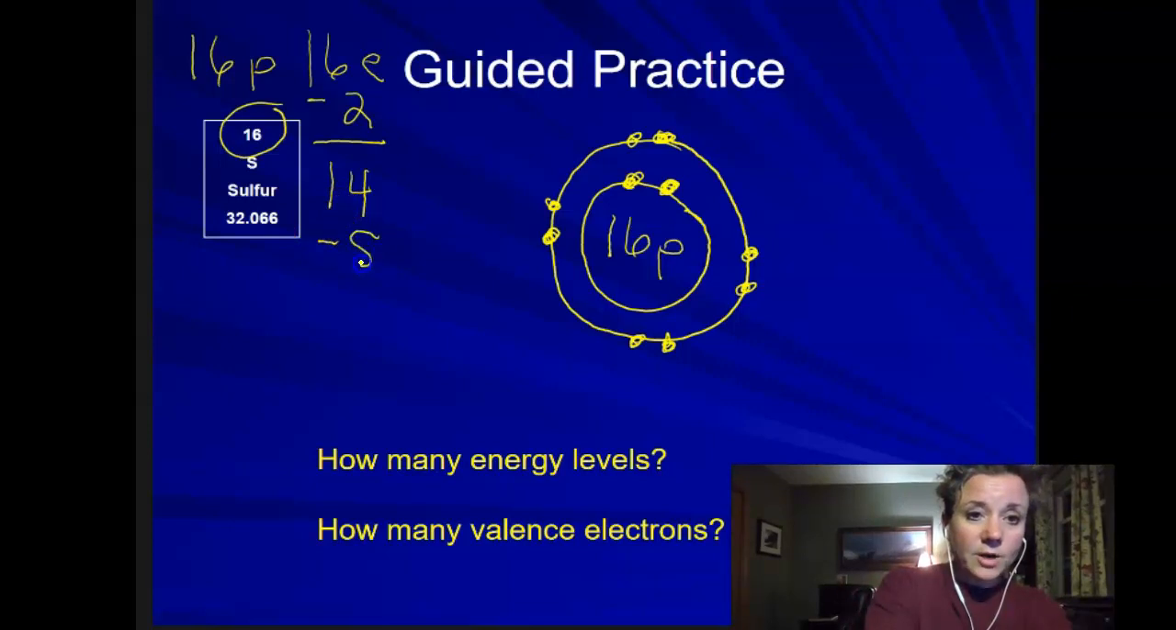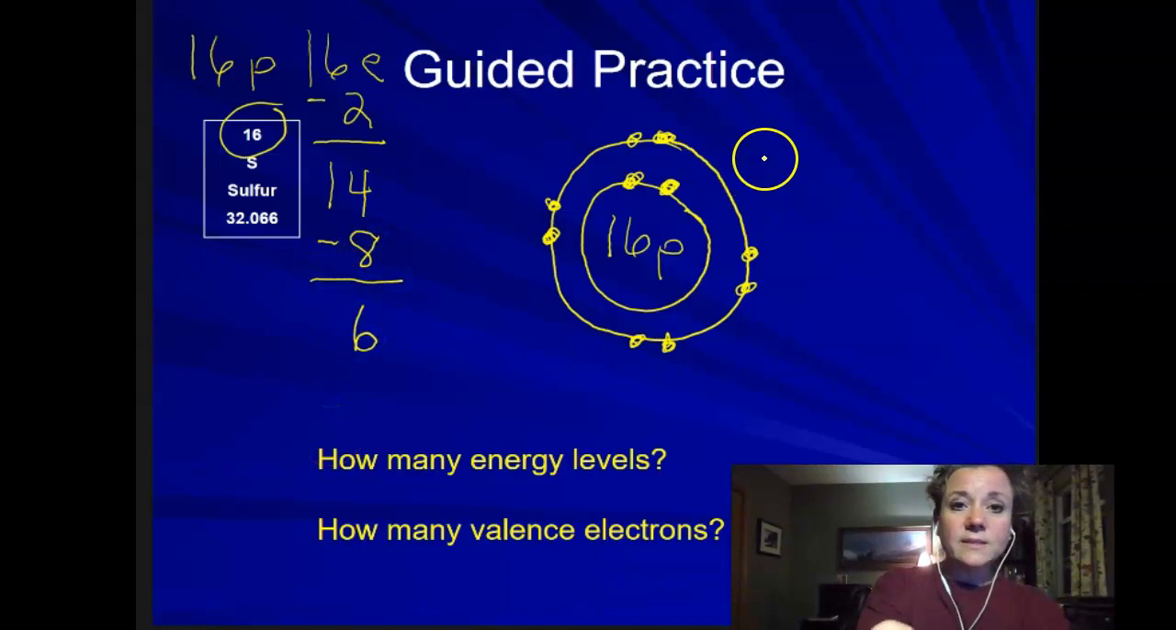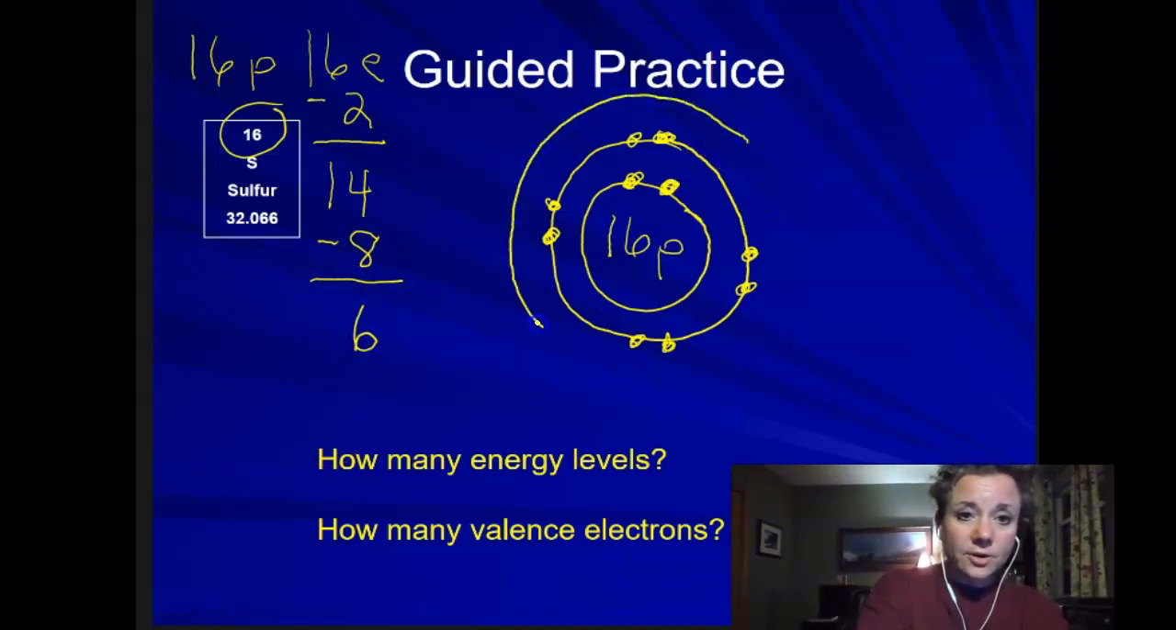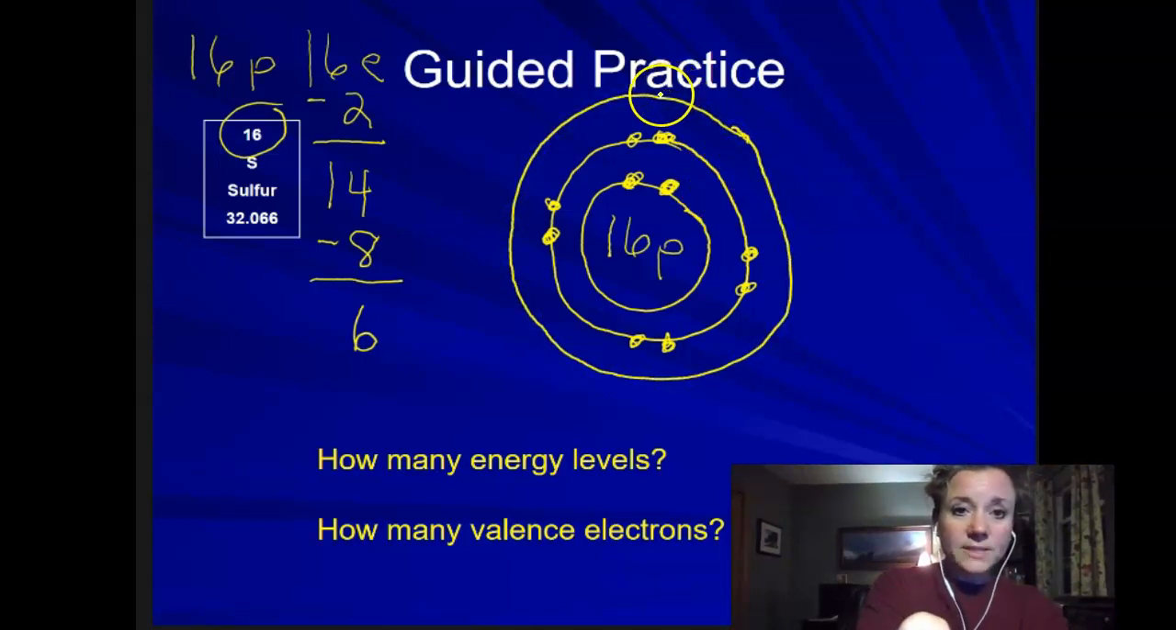Let's see how many more electrons I have to place. 14 minus 8 is 6. I can't just squeeze them in here. I've got to draw another ring. Follow my pattern now to place the last 6 electrons. Top, side, bottom, side, top, side. And I'm done.